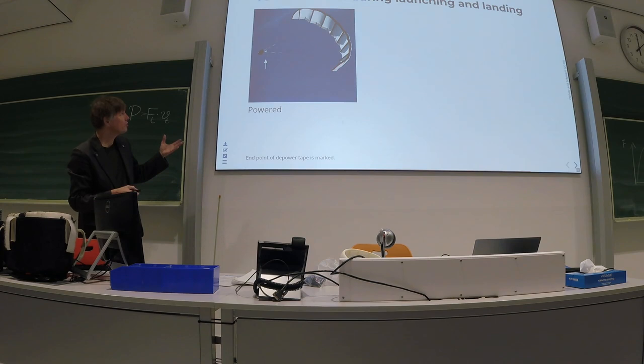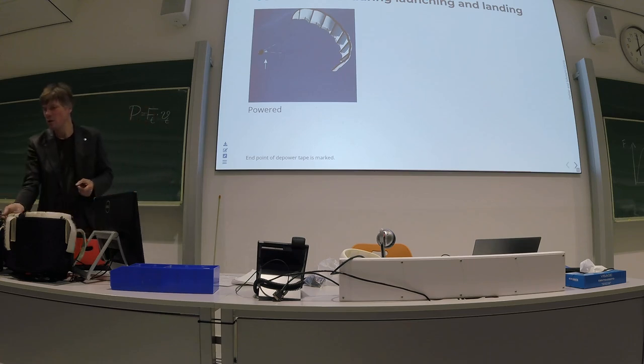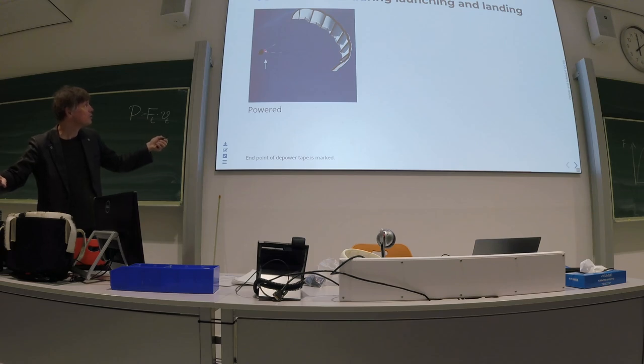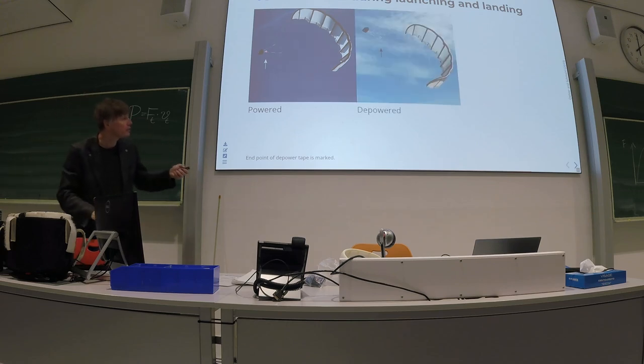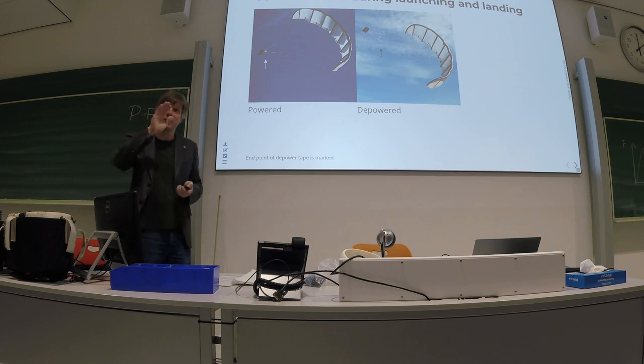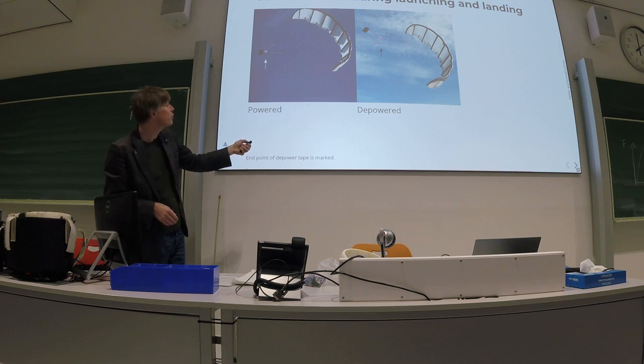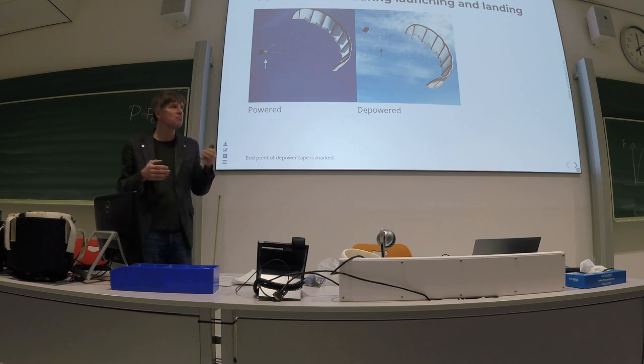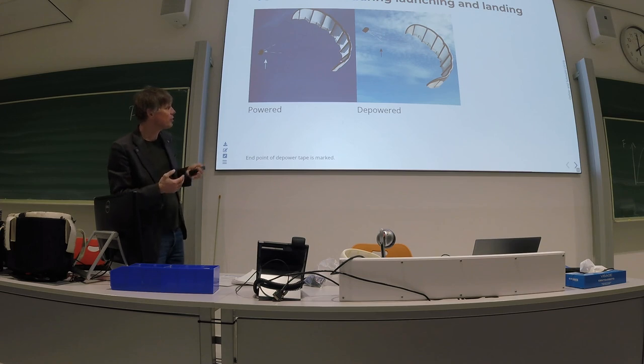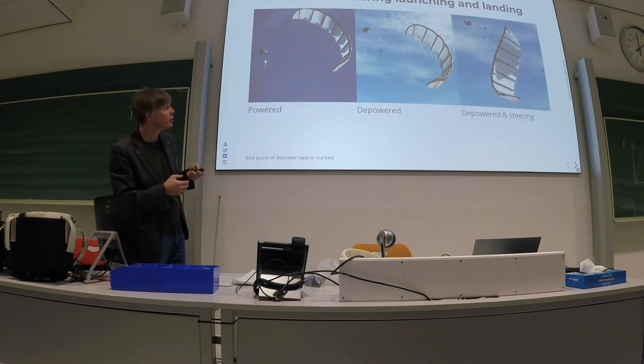Here you see a launch from the mast. Photos that show the kite in powered state, so when the depower tape is fully pulled in by the control unit. You see that this knot is very close to the control unit. Here you see it depowered, so the wing is pitched down relative to the tether. You can see this from this point. Here I use photographic footage to actually illustrate the different states of the wing.